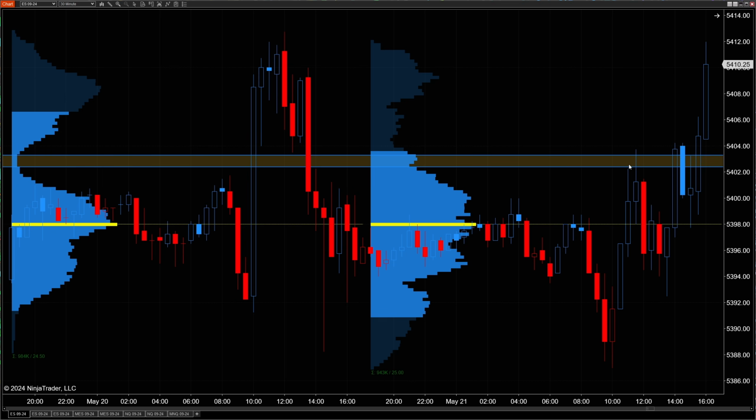So that's why the first time we come back into these minus development areas tend to be the best times to trade that specific area within the volume profile.